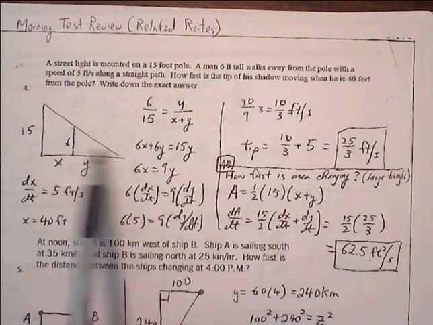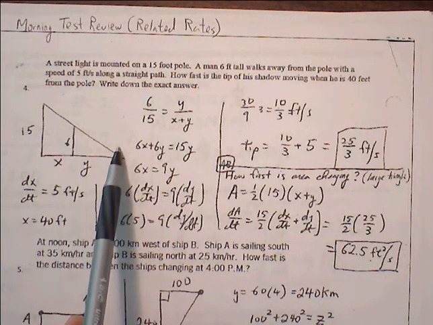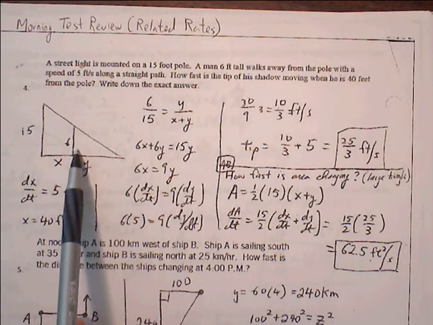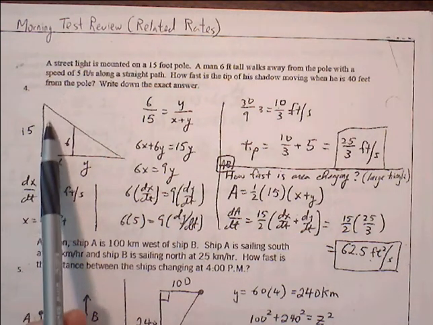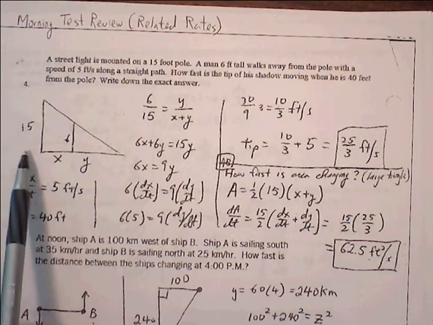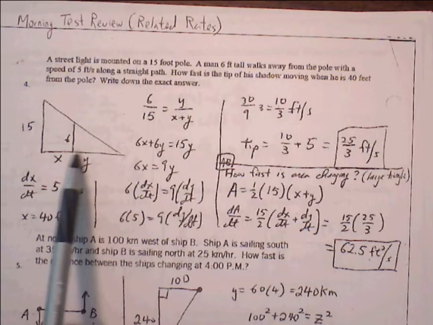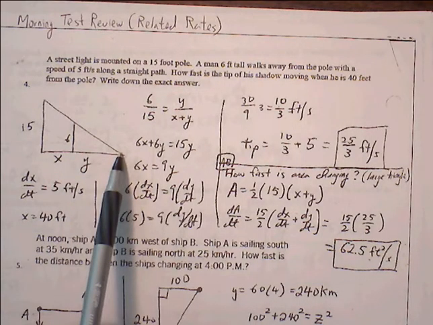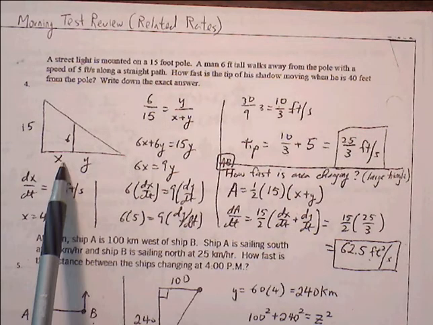So we first set up a triangle within a triangle: a smaller triangle within a large triangle. The height of the small triangle represents the height of the person, and the vertical length of the large triangle represents the 15-foot pole. The base of the small triangle is represented by variable y, and the base of the large triangle is represented by x plus y.